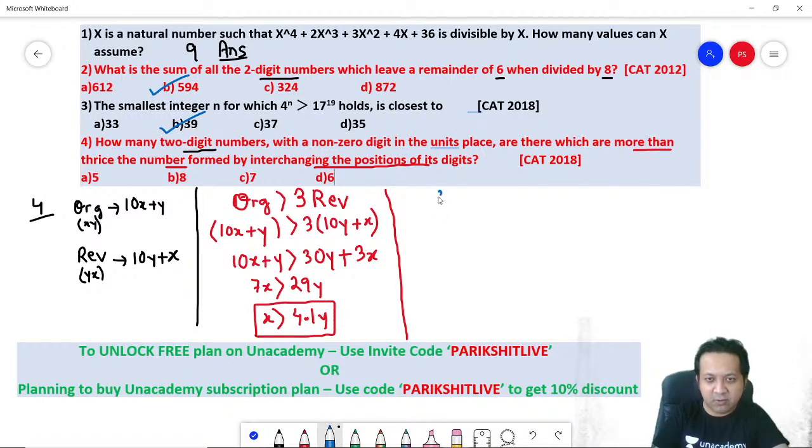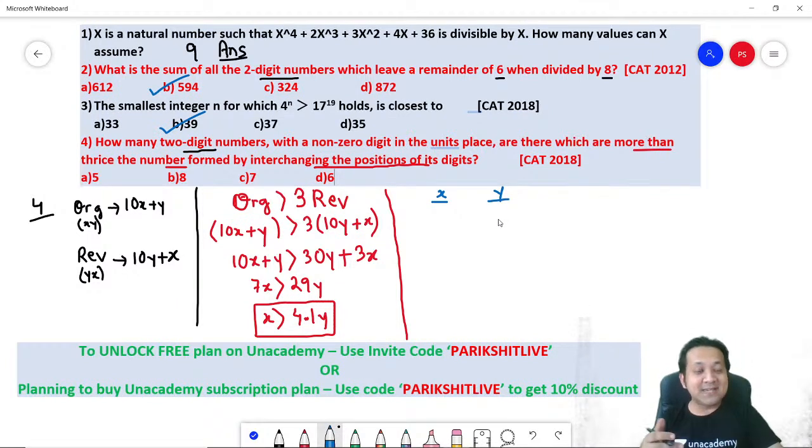Let's start putting it. X, y. Y cannot be 0, right? It's a 2-digit number, and they are saying non-zero. So obviously y cannot be 0. So the minimum value of y is 1. If you put y as 1, what will happen to x? X will be greater than 4.1 into 1, which is 4.1.